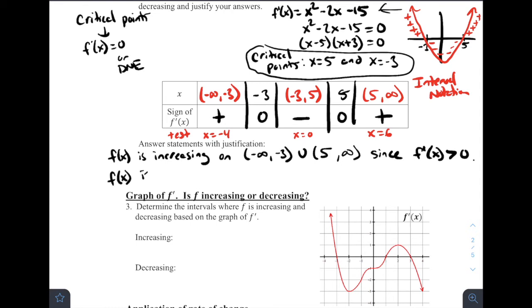Similarly, f of x is decreasing on the interval from negative 3 to 5, since f prime of x is negative. And so that means the slope of the tangent line is negative, so therefore that function is decreasing.